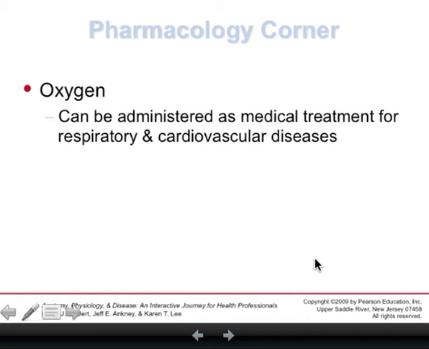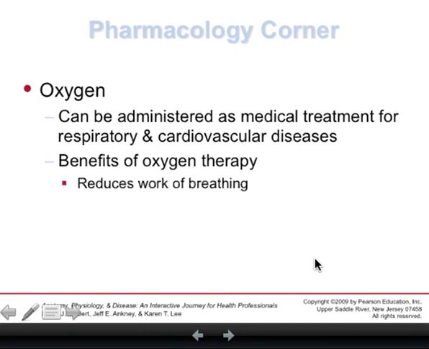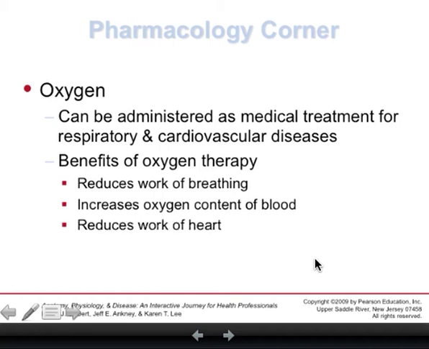Oxygen can be administered as a medical treatment for respiratory and cardiovascular diseases. The benefits of this type of therapy is it reduces the work associated with breathing, it increases the oxygen content of the blood, and it reduces the work of the heart. Now, you can't just give infinite amounts of oxygen in order to relieve respiratory distress symptoms.